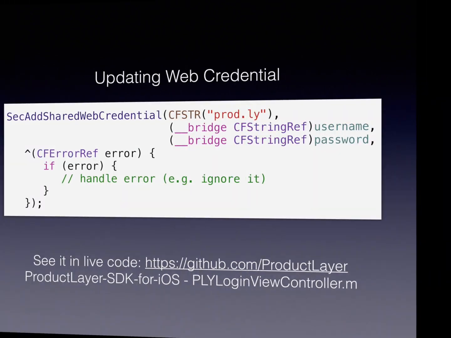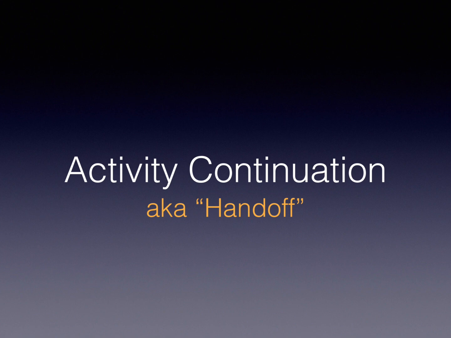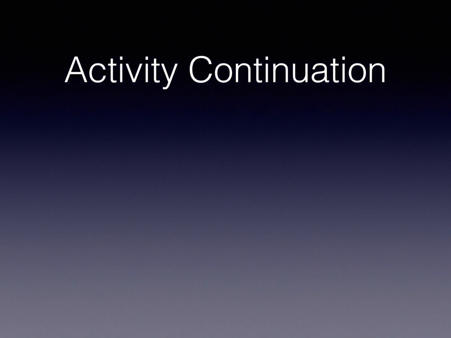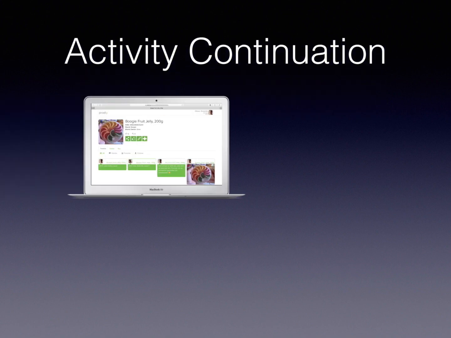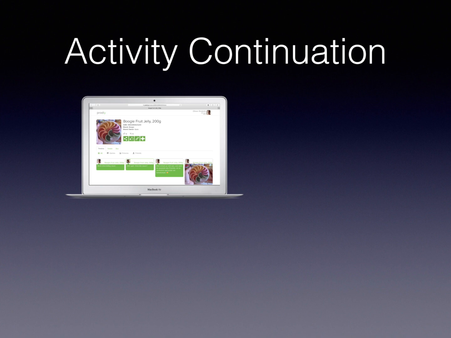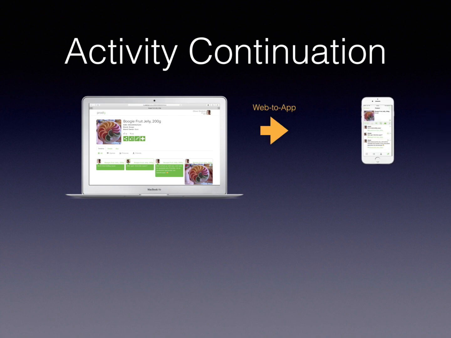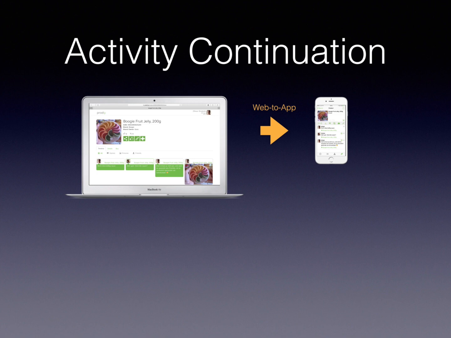Next up, activity continuation. It's also called handoff. Activity continuation is the correct term. In colloquial use, it's often been referred to as handoff. And how does this look? Imagine, for example, you are browsing on the Prodigy website looking at a specific product, and then you feel, actually, it would be nicer to view this on my phone. So you do a handoff web to app, and then you're on the phone and view exactly the same product.